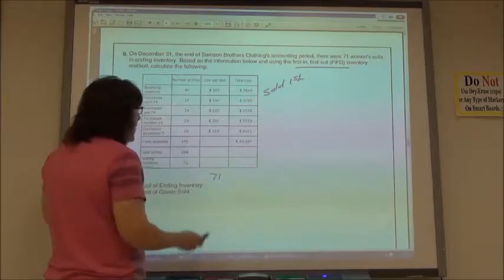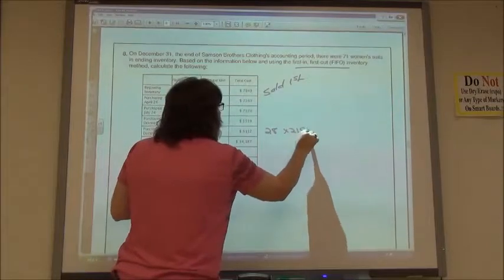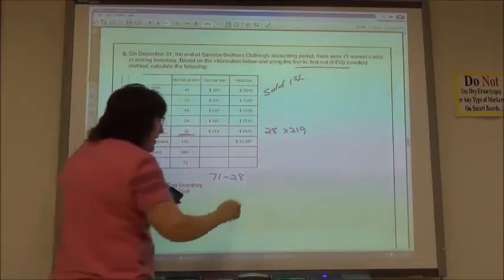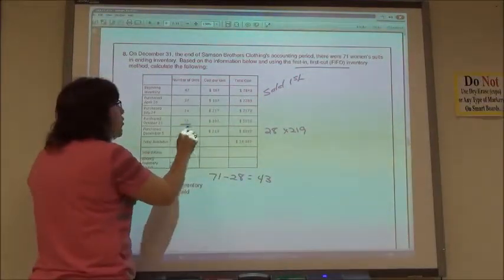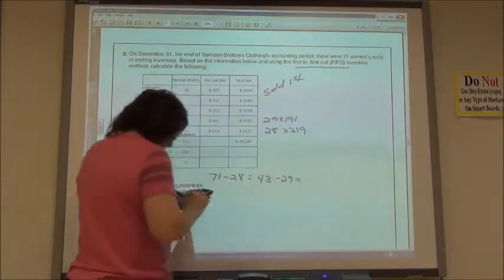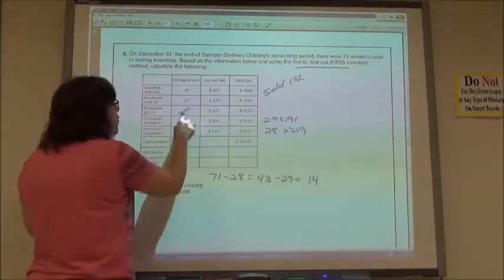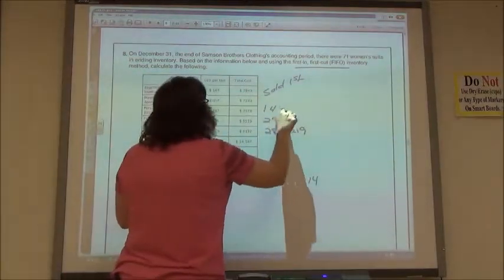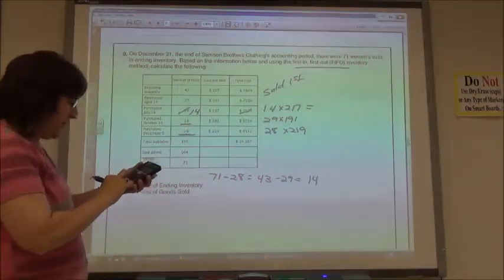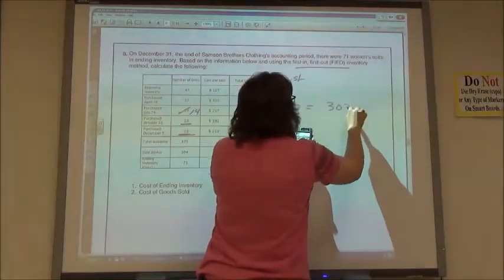We have 71 units. So we know we have all 28 from my December purchase. 28 times 219. I subtract my 28 off of there. 71 minus 28, 43. So I have all 29 of those left over. So if I subtract off my 29, I have 14. So here, even though I had 34, I only have 14 of those left. That one I actually have to multiply because that number's not going to match. So 14 times the 217 means the value of those 14 items, 3,038.